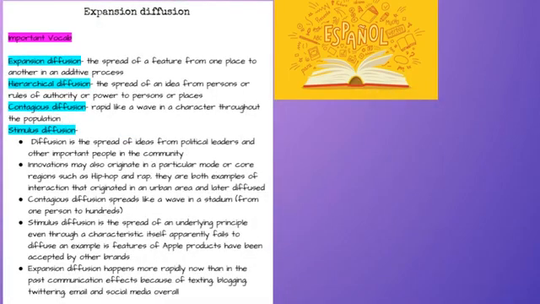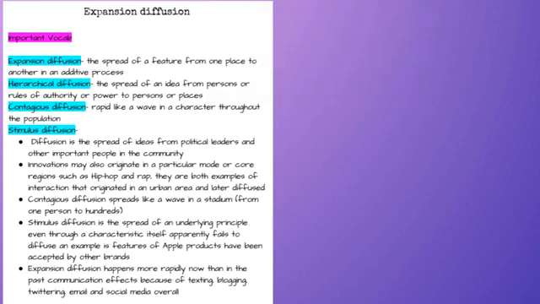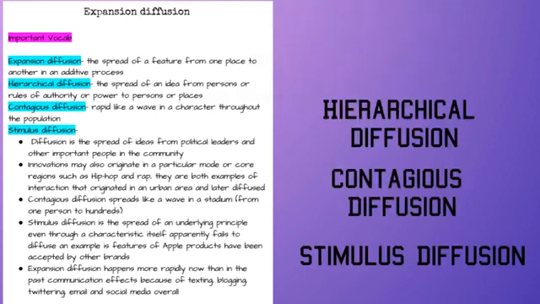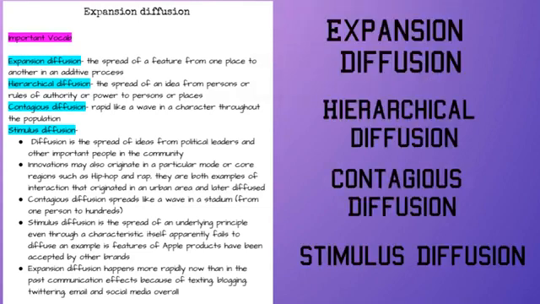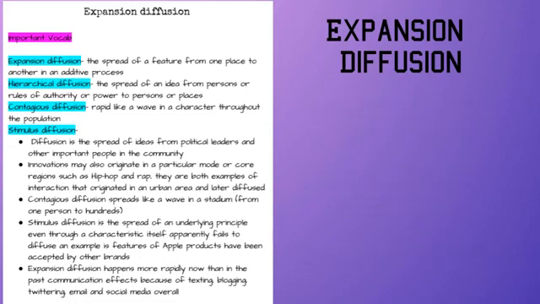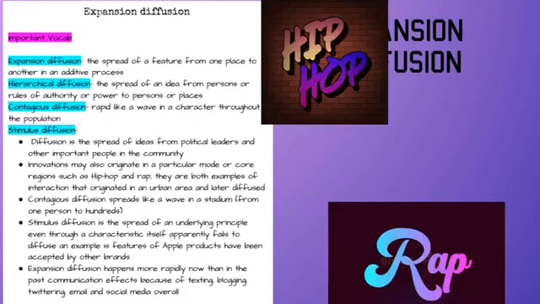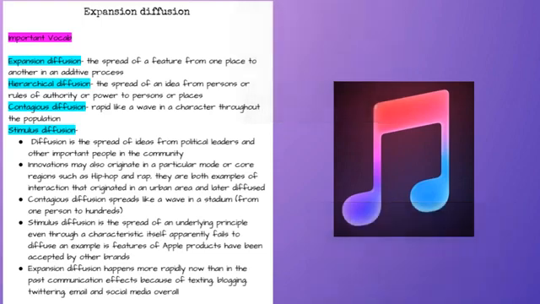Expansion diffusion. The vocab for this section is expansion diffusion, hierarchical diffusion, contagious diffusion, and stimulus diffusion. Hierarchical diffusion is the spread of ideas from political leaders and other important people in the community. Innovations may also originate in a particular node or core region, such as hip-hop and rap. They are both examples of innovations that originated in an urban area and later diffused.